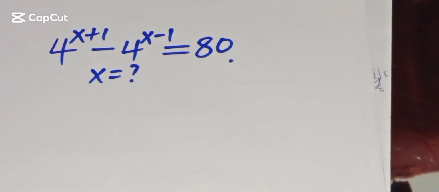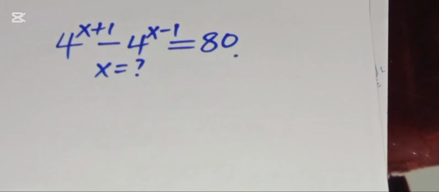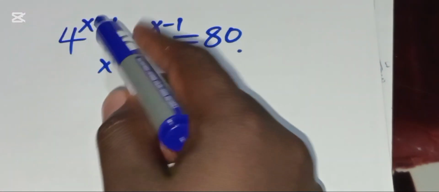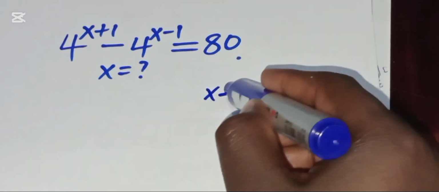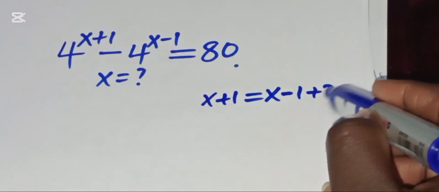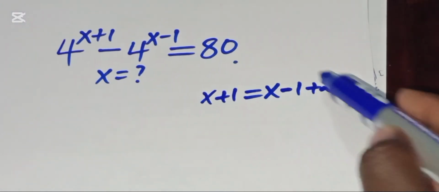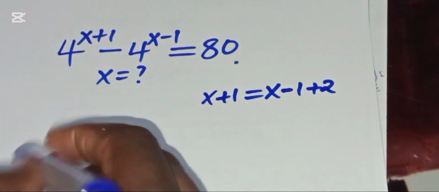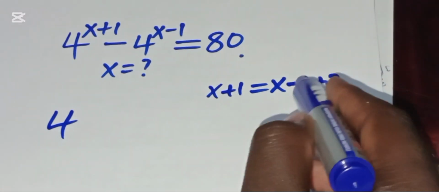Hello everyone, let's present a solution given this nice exponential equation. Given that 4 raised to the power x plus 1 can be expressed as x minus 1 plus 2, let's substitute this.